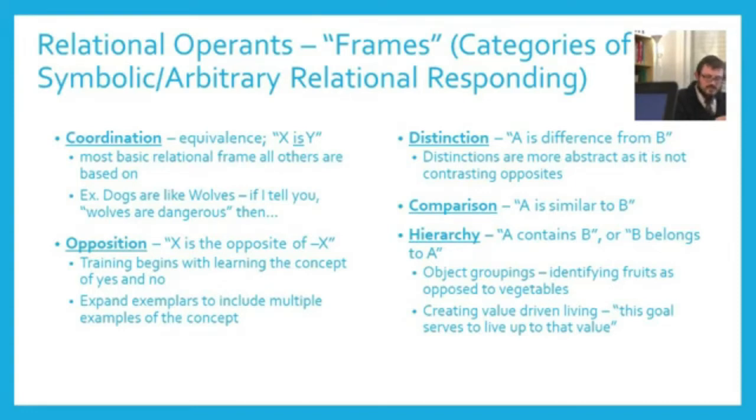Opposition: X is the opposite of Y. There are opposites in the world. And these two relational frames are really, really easy to train in, say, kids with autism, or in general as you're growing up. These are the first relational frames you get as a human being. The next three are much more difficult to train in: being able to make distinctions and comparisons, and then creating hierarchies. And a lot of that work is really the therapeutic work in a more advanced way.